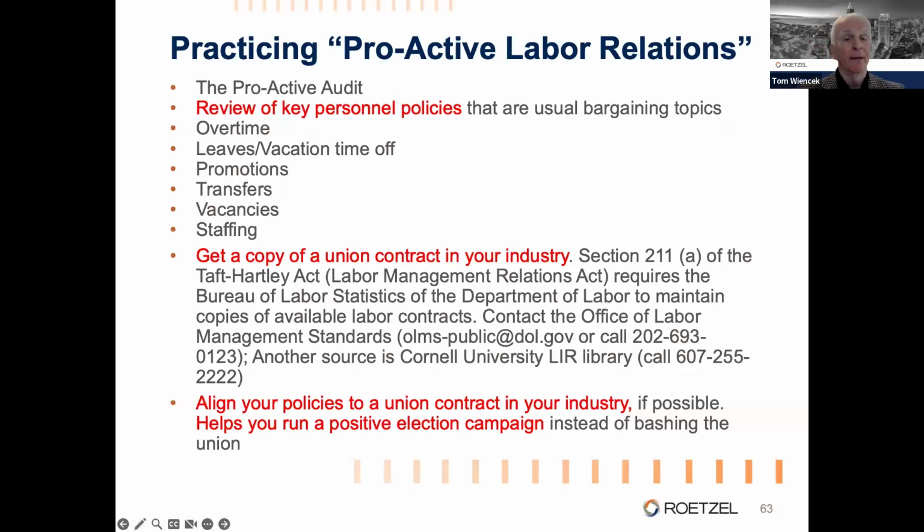Let's take a look at some proactive labor relations that you can do. The proactive audit. Take a look at your key personnel policies. All right, the usual bargaining topics: overtime, leaves and vacation, promotions, transfers, vacancy, staffing. Look at all the kinds of things that would likely be in a union contract in your industry, and see if you can mirror that in your policies and procedures. And I've given you some information here. You can get a copy of the union contract in your industry. The Labor Management Relations Act requires the Bureau of Labor Statistics and the Department of Labor to maintain copies of available labor contracts. And you can contact them at that number or at that email address. And Cornell University is also a good source in order to get the contract.